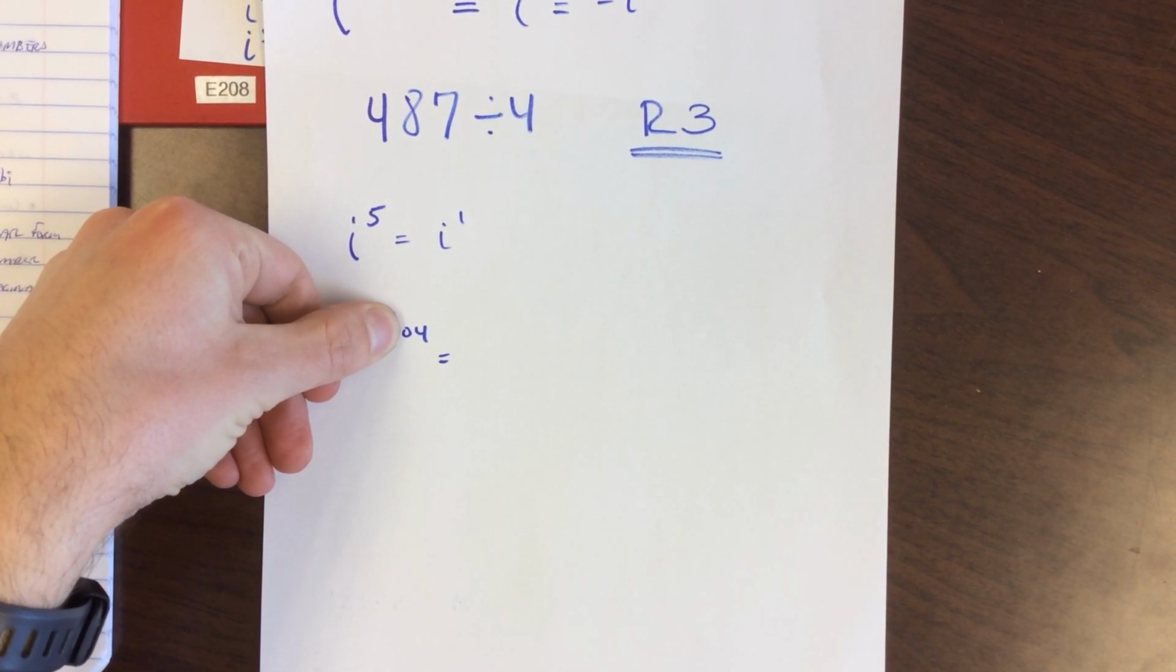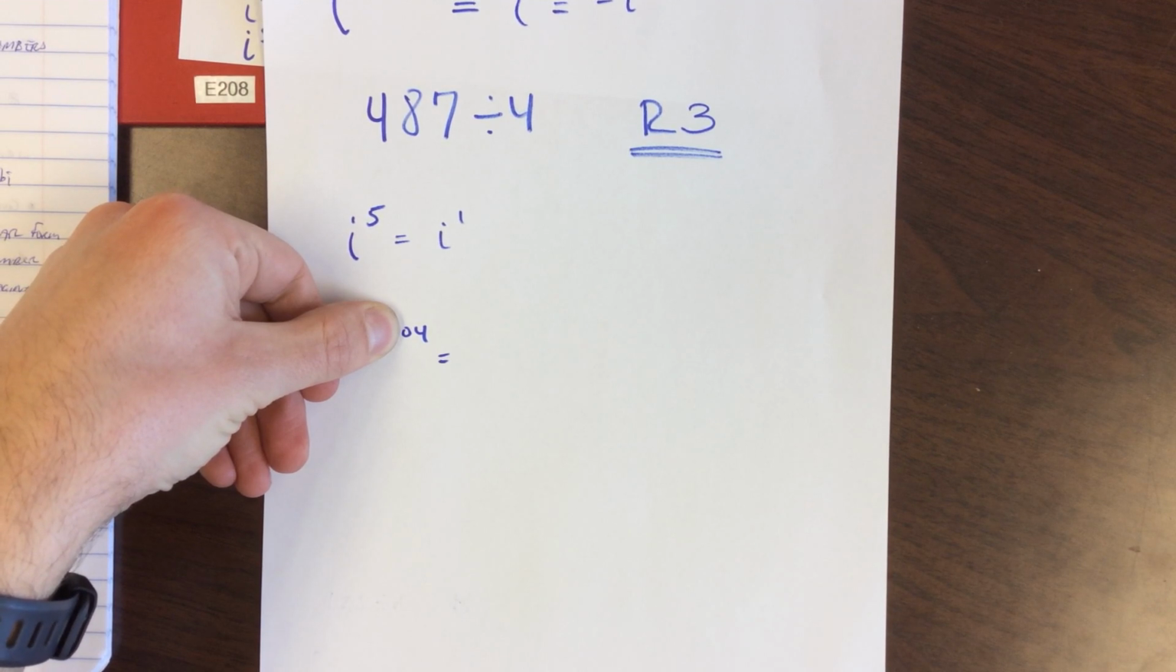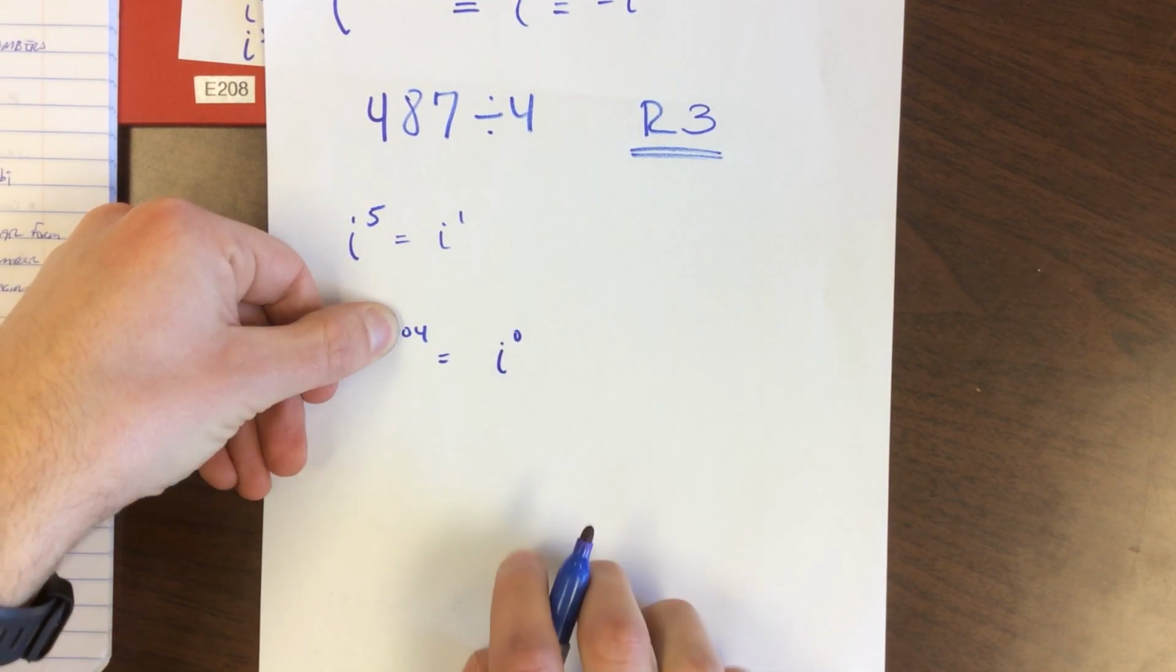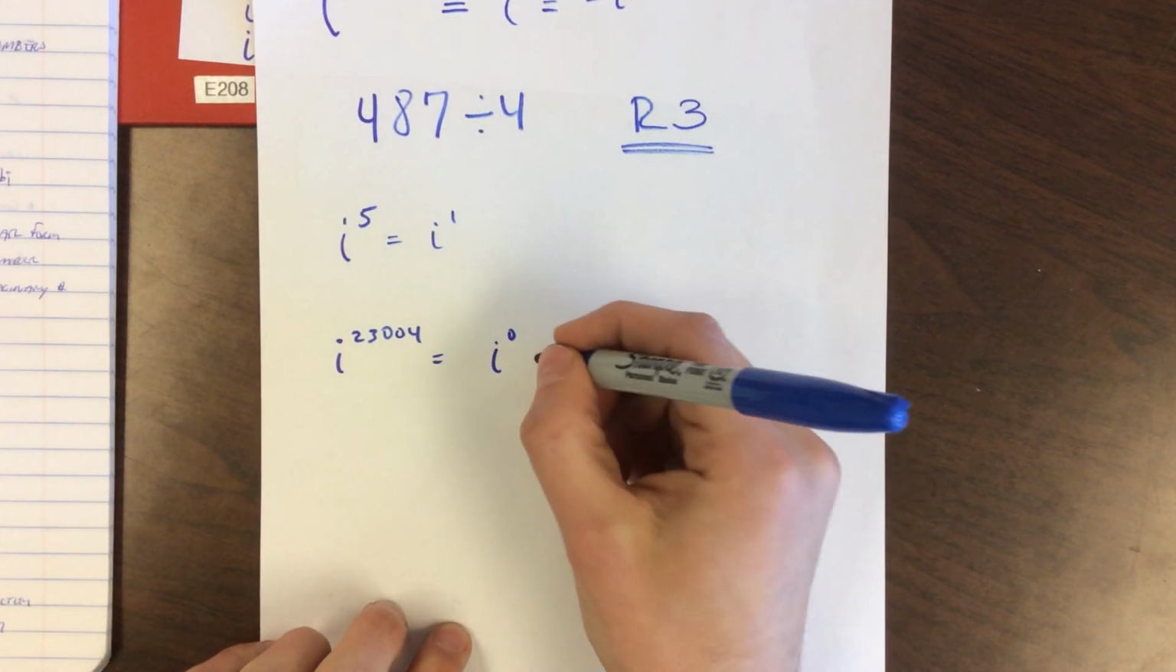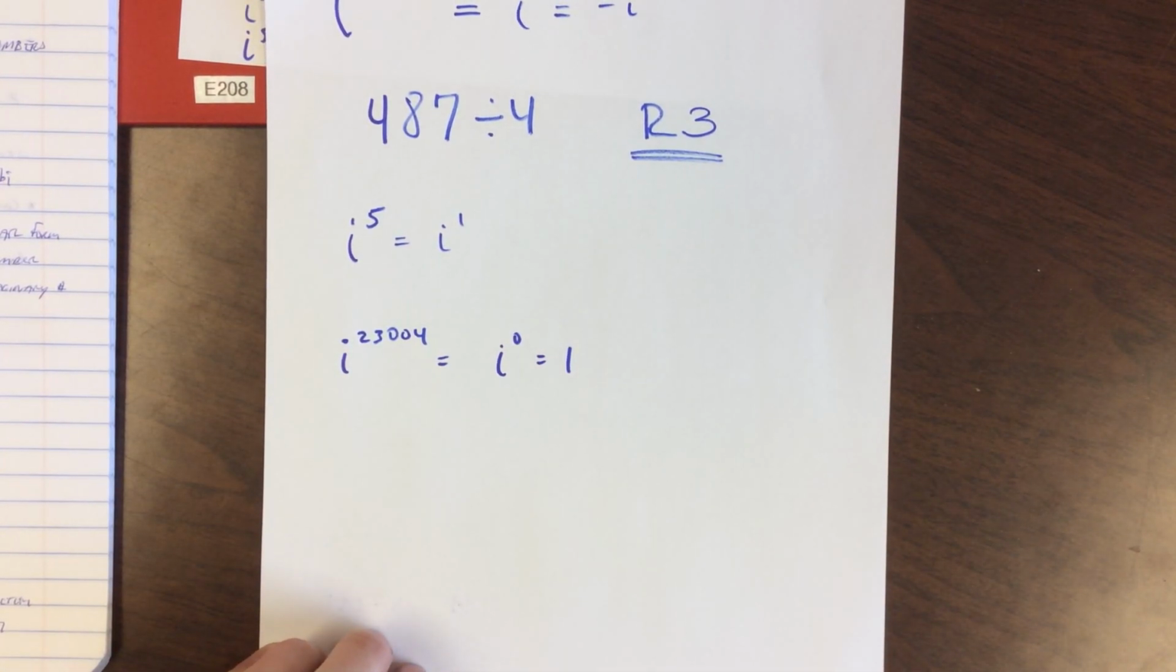Miss Helena, what'd you do? Can you divide 4 by 4? Yes. What's the remainder? 0. So this is the same thing as i to the 0. So 1. We get 1. See, I know math.